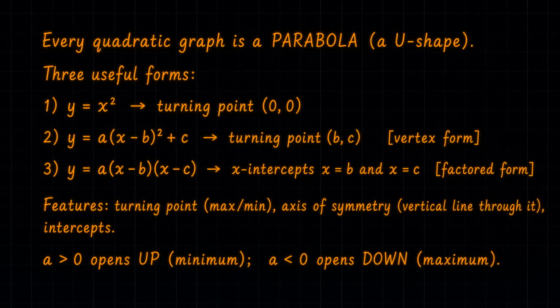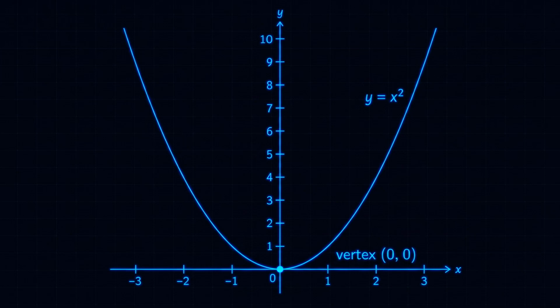Now, quadratics come in three handy forms, and each one hands you a feature for free. Form 1 is the simplest. y equals x squared. Its graph is the basic parabola, a U-shape with its turning point right at the origin, (0, 0), opening upward. That is the shape everything else is built from.